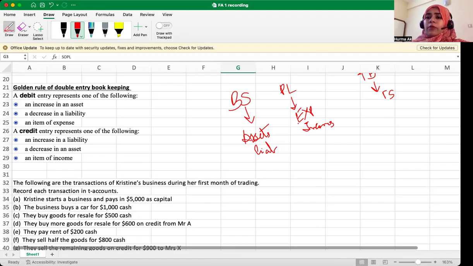Now, some of it will increase, like I said in my earlier example, when you purchase items, your expenses increase and your cash reduces. So when your expense increases, it's a debit.